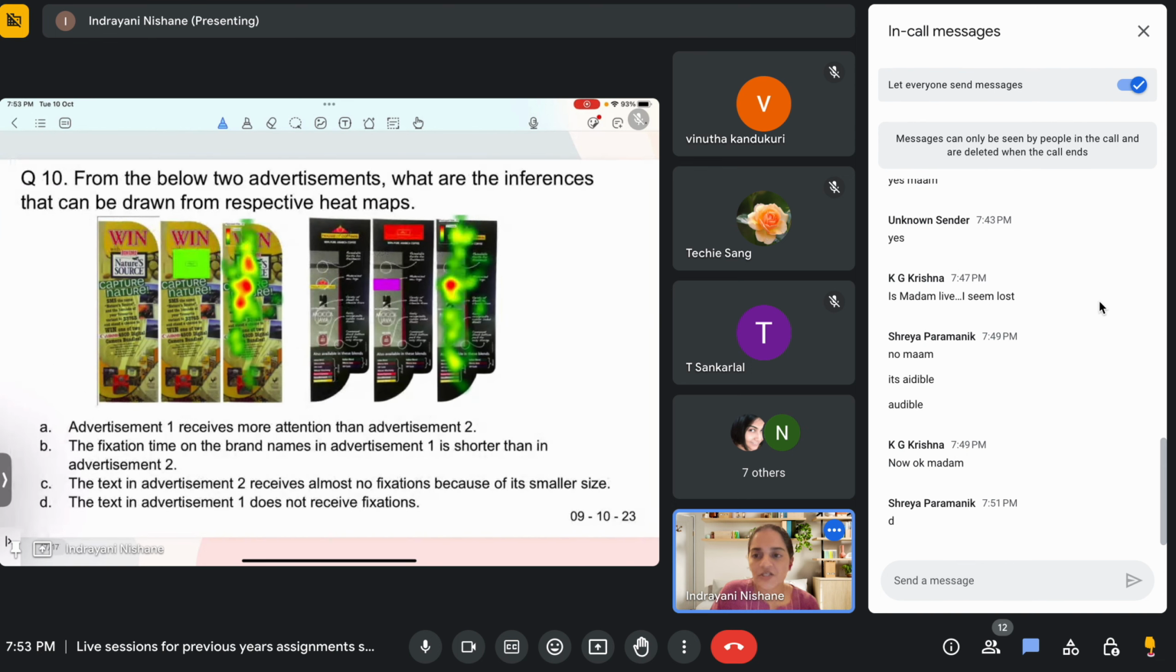So coming to question 10, these are the two advertisements. What inferences can be drawn from the respective heat maps? We have already seen the meaning of red, yellow and green in the eye tracking heat map.